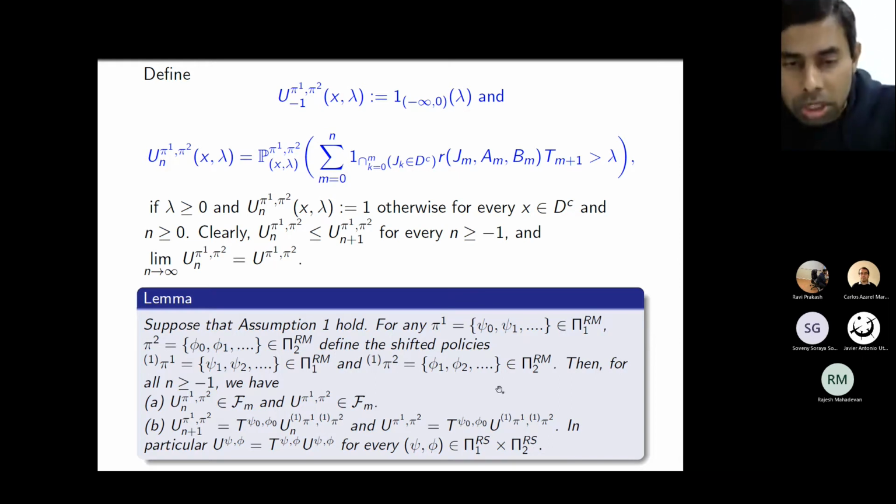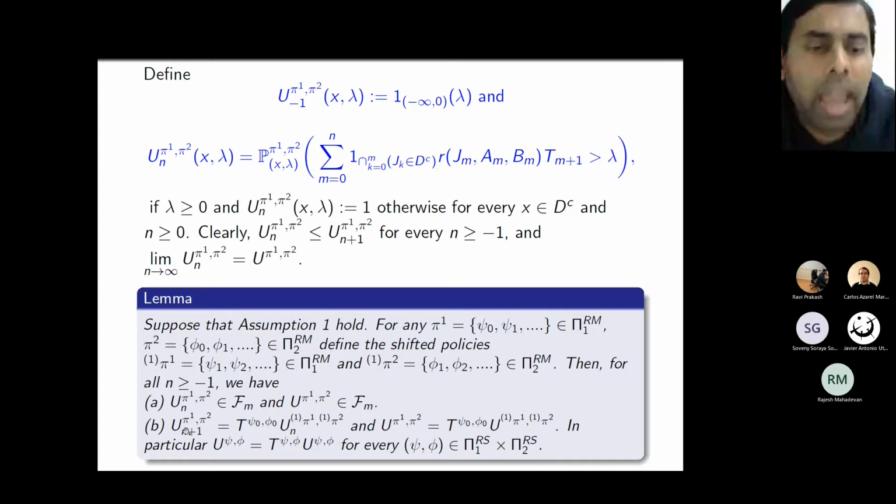but let me just point out the basic take home message from this lemma, this last thing. What is this saying? Remember, U psi phi is basically the accumulated reward if player 1 is following the randomized stationary strategy 1 and if player 2 is following the randomized stationary strategy 2. Now, what this lemma is telling you is that this U is a fixed point of this operator T psi phi. So U psi phi is equal to T psi phi. So you see, the accumulated reward, you have been able to characterize it as a fixed point of this operator.